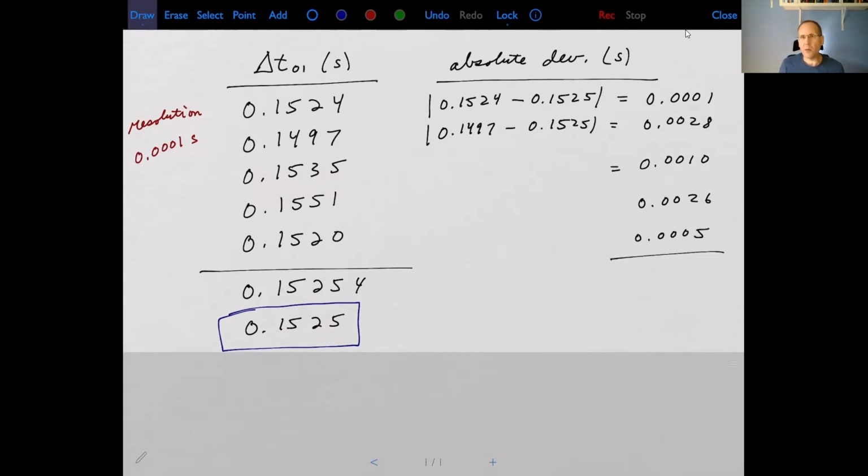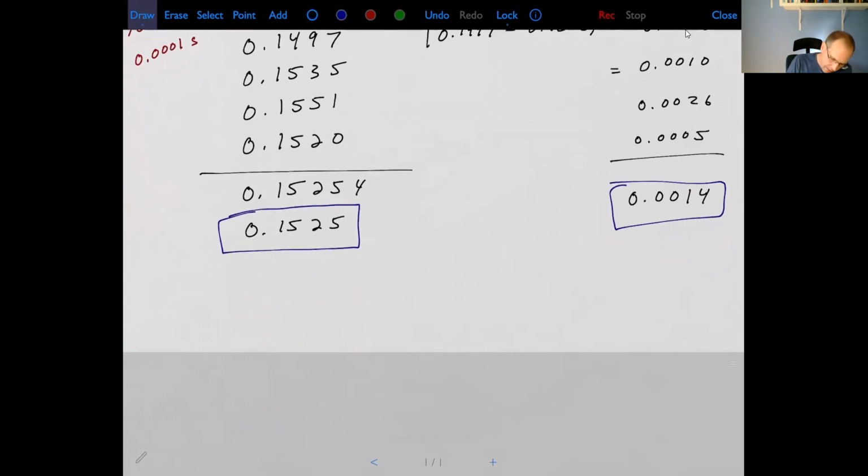Okay, next, we average all these absolute deviations and then round to the resolution of the instrument again. Well, it turns out if you average these, you're going to get 0.0014. And that already is, right, 4 decimal places. That is the resolution. So we're fine. We can leave it there. Then we're almost done.